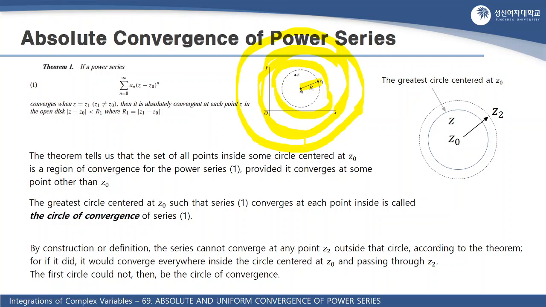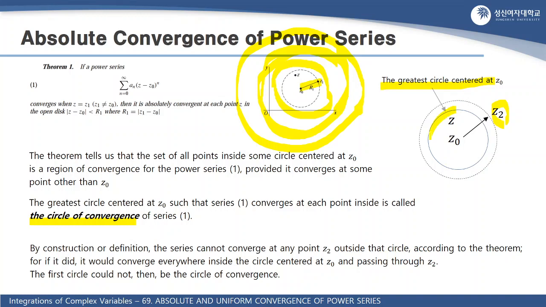In this way, the greatest circle centered at z naught, such that series 1 converges at each point inside, is called the circle of convergence of series 1. Okay. Here greatest means that, by construction or definition, the series cannot converge at any point z sub 2 outside that circle.